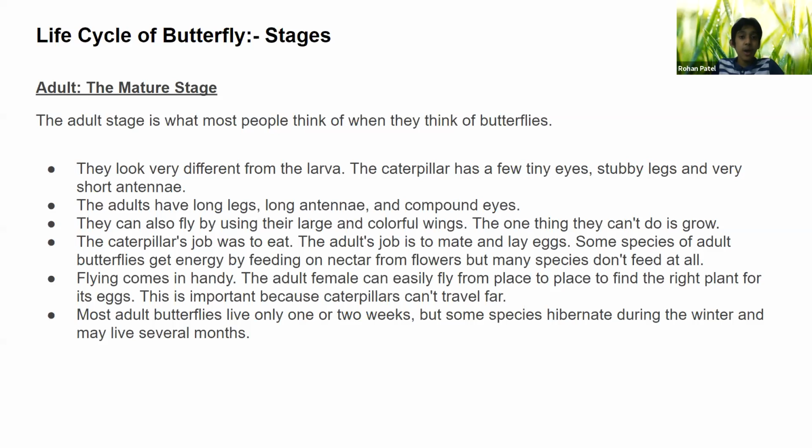The caterpillar's job was to eat, but the adult's job is to mate and to lay eggs so that the life cycle starts again. Some species of adult butterflies get their energy by feeding on nectar from flowers. But many species don't even feed. They don't even eat. Flying comes in handy. The adult female can easily fly from place to place to find the right plant for its eggs. This is important because caterpillars cannot travel very far.